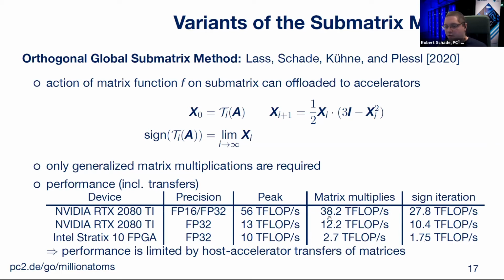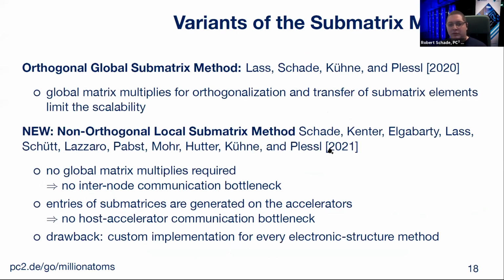And here you see this discrepancy between the actual matrix multiplies and the sign iteration including transfers, and that shows you that the performance is actually limited by the transfer of the matrices from the host to the accelerator, then computing the matrix sign function there, and then transferring back. And the transfers are a problem. So we came up with a new method that we now call the non-orthogonal local submatrix method. That's our recent development within the last year.